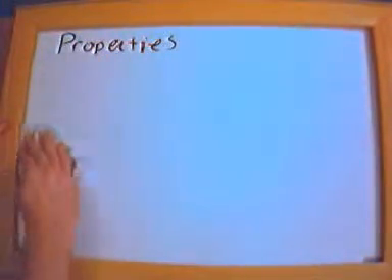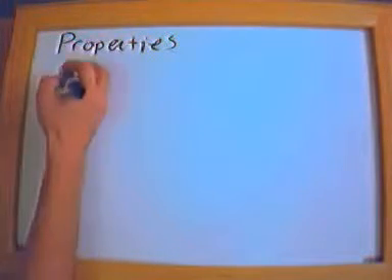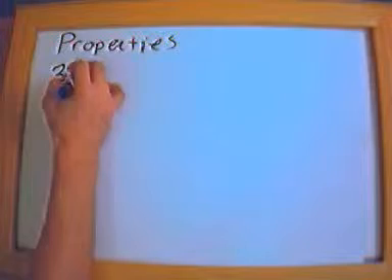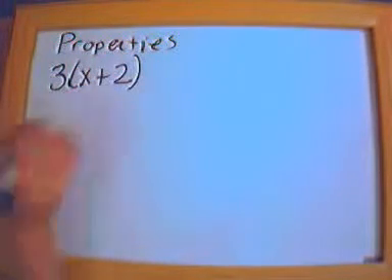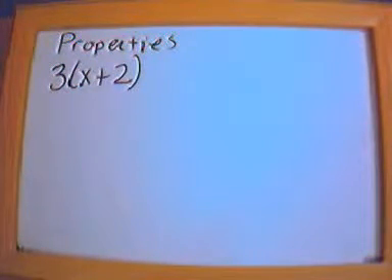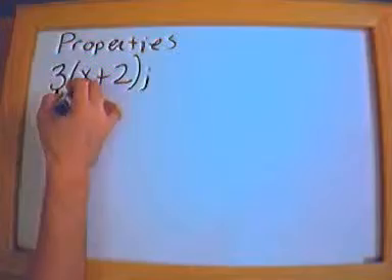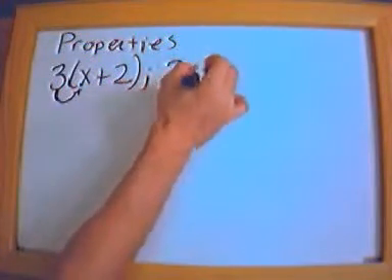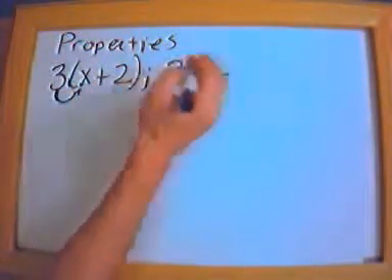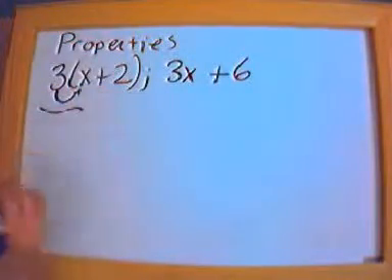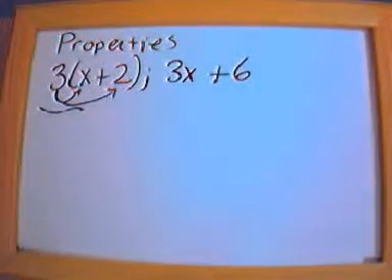Final type of problem we're going to do in this section is I'm going to write something down, 3(x plus 2), and I'm going to tell you how to simplify it, and then we need to use that property to go ahead and simplify it. Let's use the distributive property here. Distributive. 3 times x is 3x plus 3 times 2 is 6. That is the answer using the distributive property.